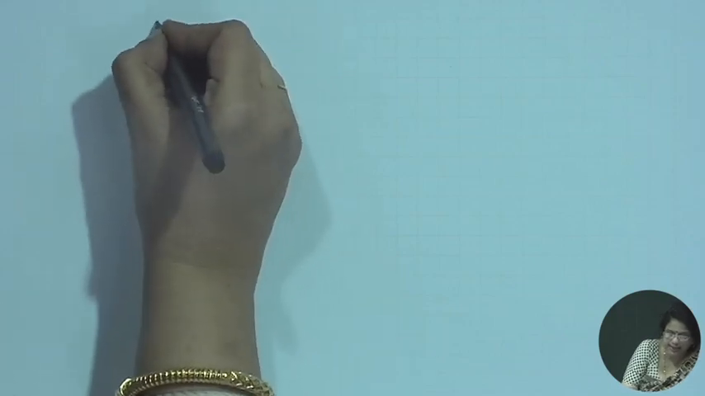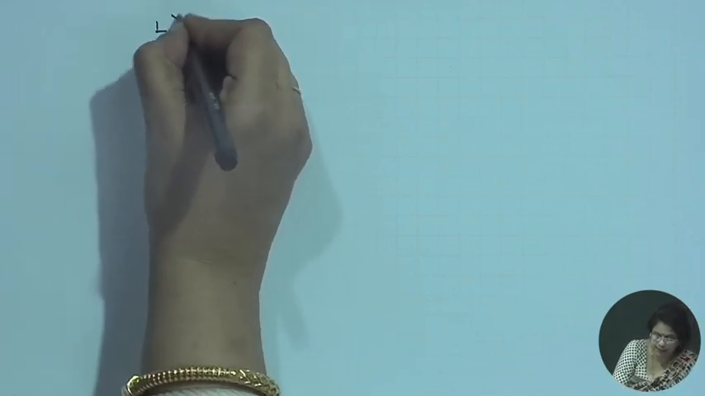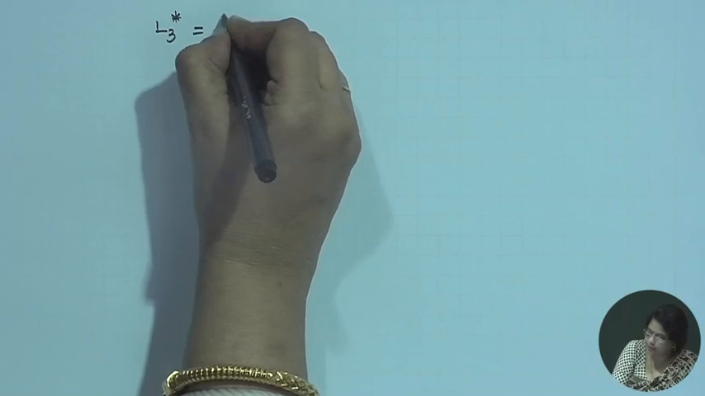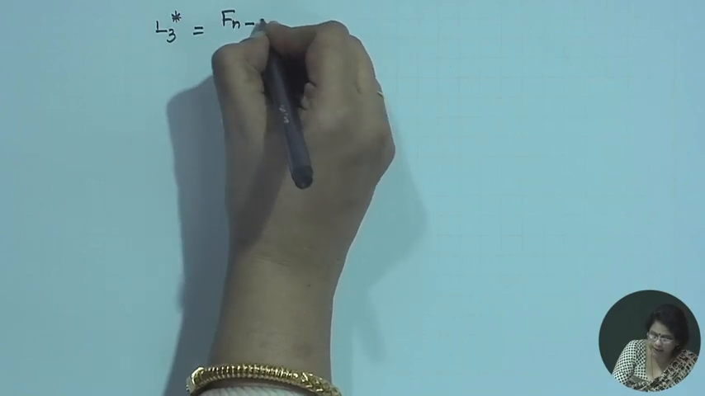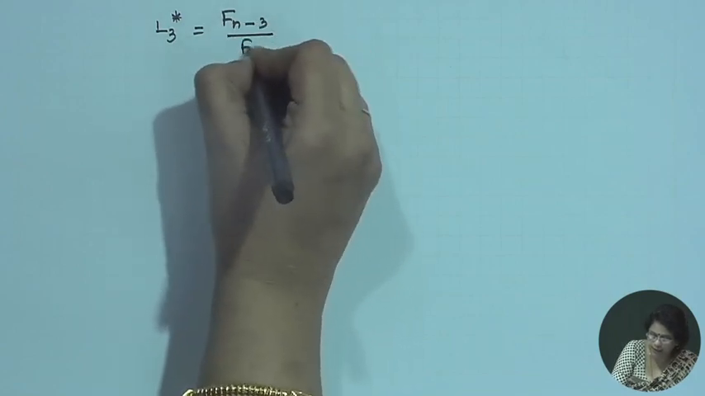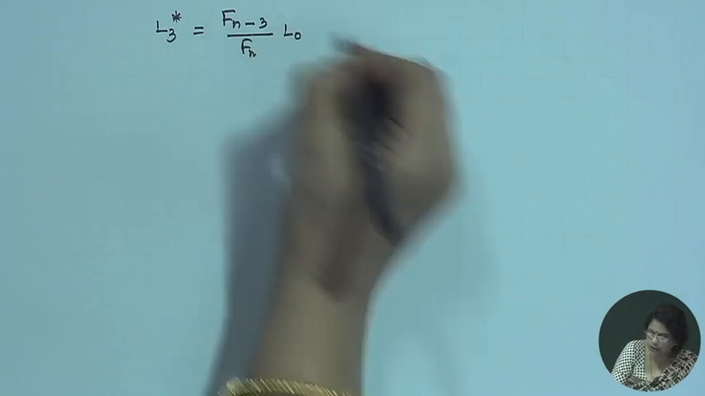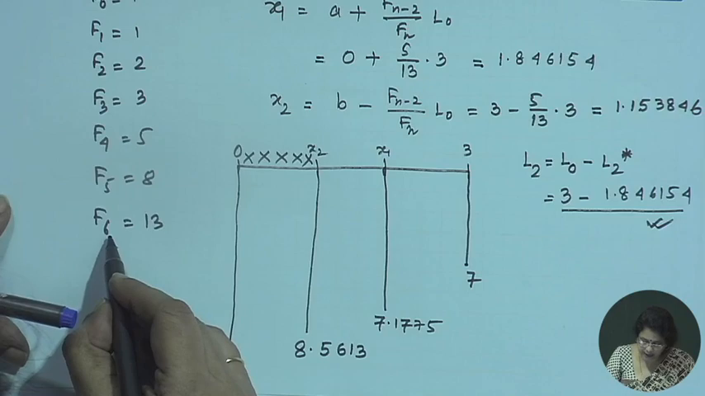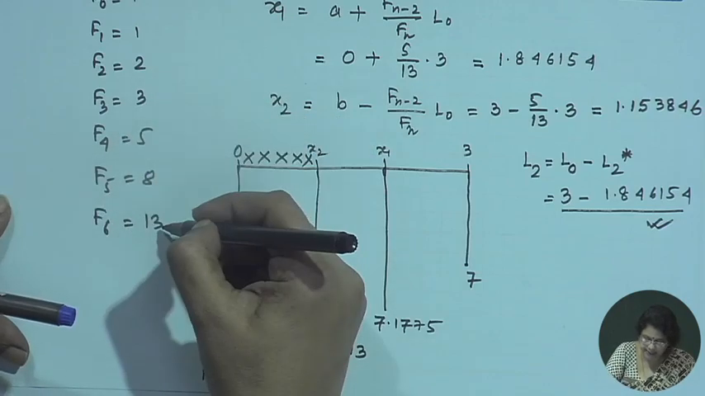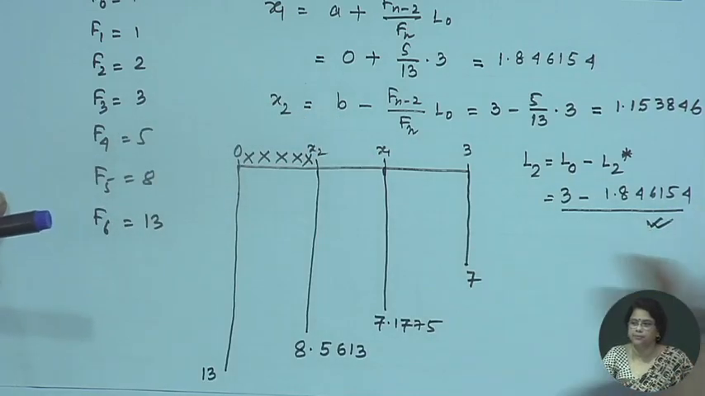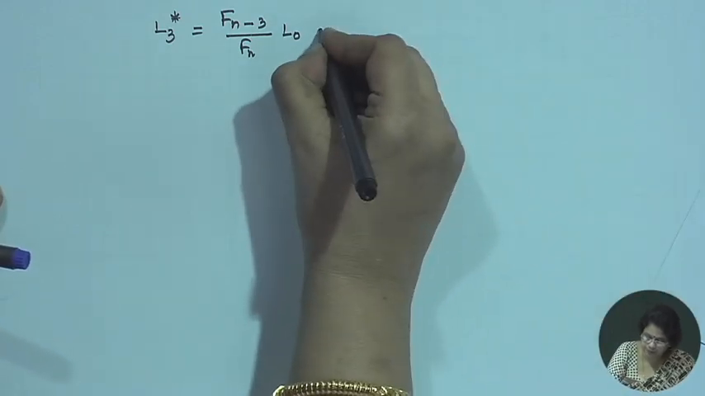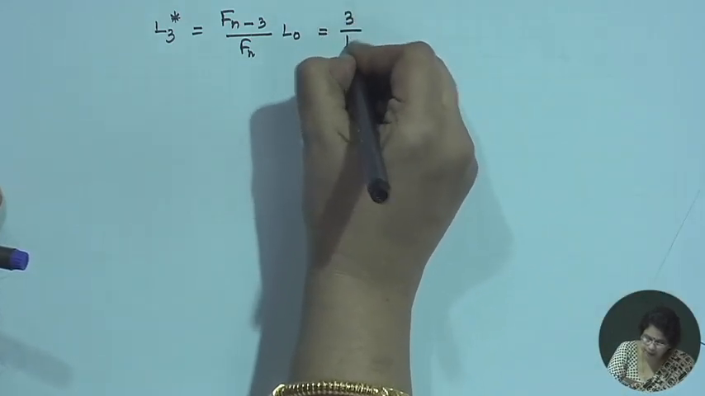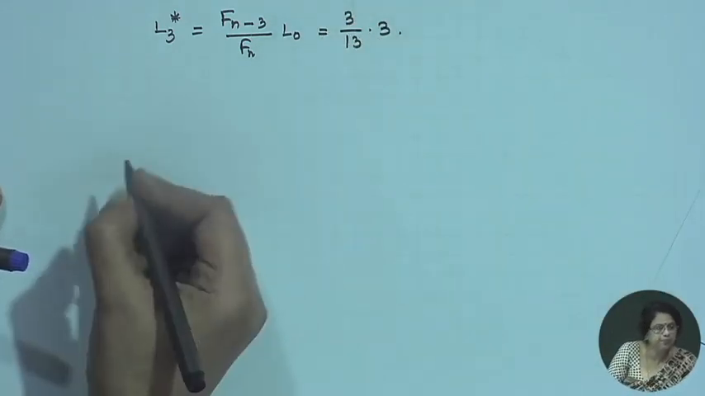I will calculate L3 star. L3 star is equal to Fn minus 3 divided by Fn times L0. Here my n is equal to 6. That is why Fn minus 3 would be 3 by 13. Okay. 3 by 13 into 3.